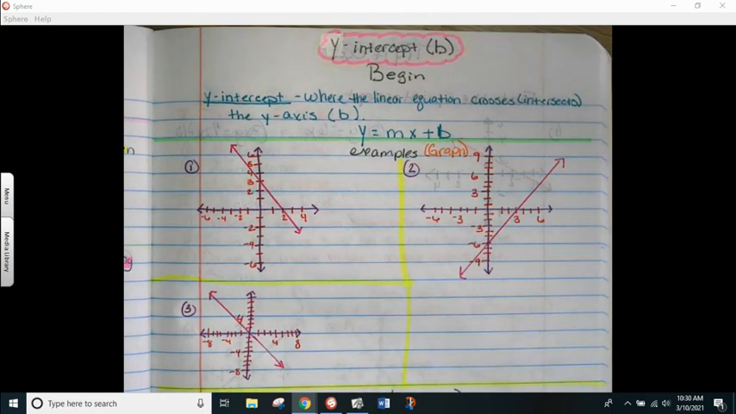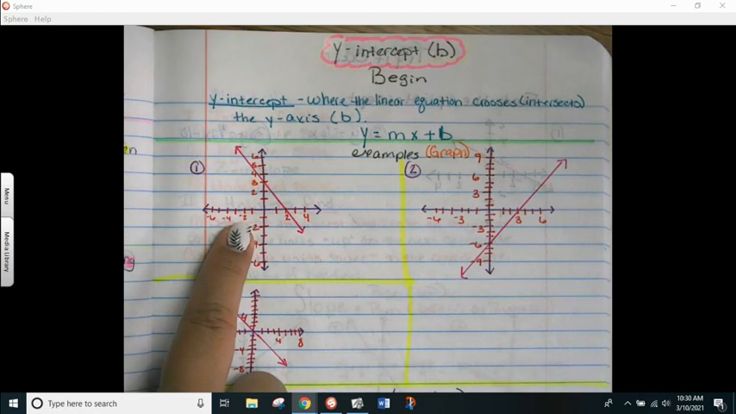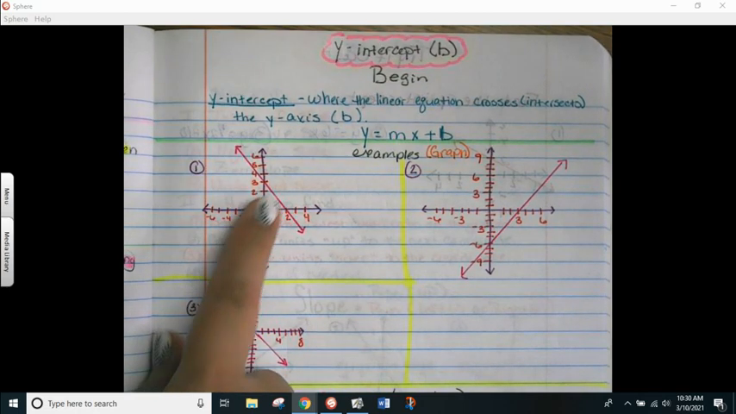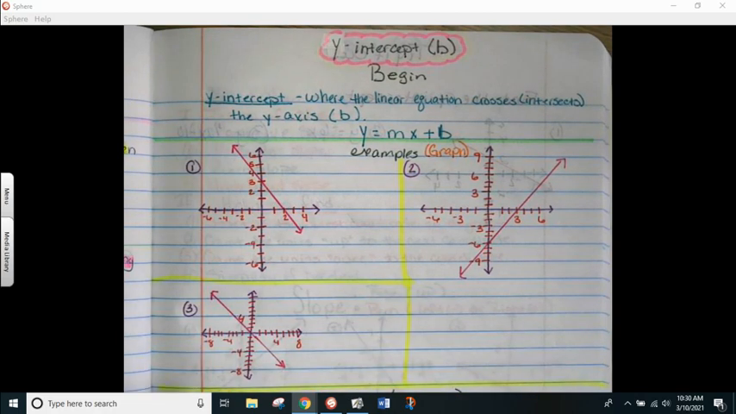Go ahead and press pause. Go ahead and write the definition and draw example number 1. The line goes through 3 and through 2. And then we'll do number 2 and 3. But go ahead and write the definition number 1 and press play when you are ready.